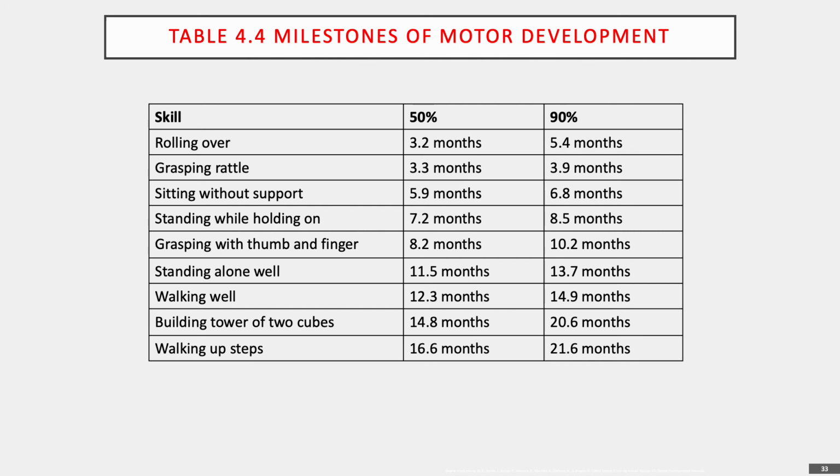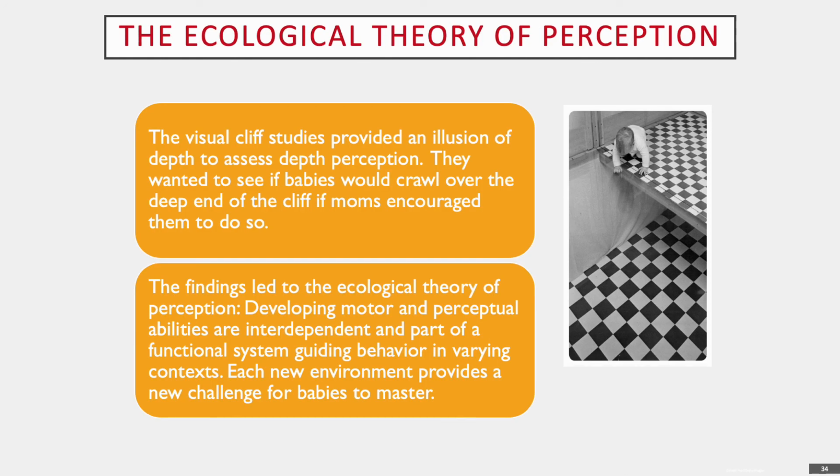At 11 months, they're standing alone well. At 12.3 months, they're walking well. At 14.8 months, they're building a tower of 2 cubes. And at 16.6 months, they're walking up steps. That's when you start getting in trouble. That's when you have to start really watching them. They can get away, but they are still not stable, and they will fall frequently.